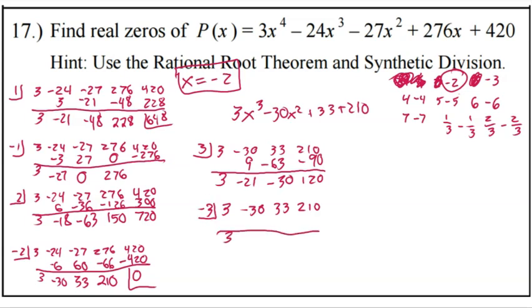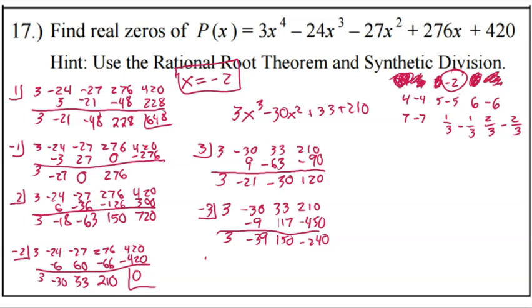Bring down the 3. Times negative 3 is negative 9, plus negative 30 is negative 39, times negative 3 is positive 117. 117 plus 33 is 150, times negative 3 is negative 450, plus 210 is negative 240, not 0, therefore negative 3 is out.